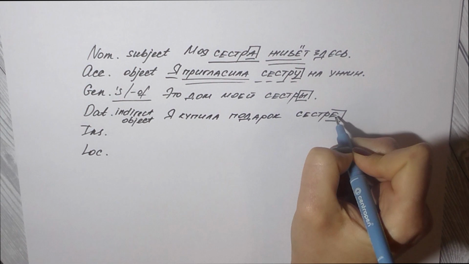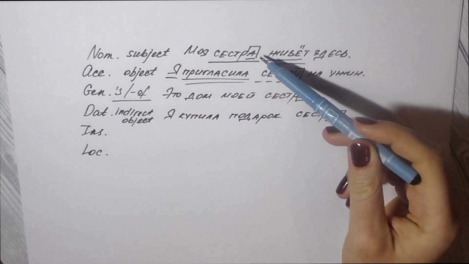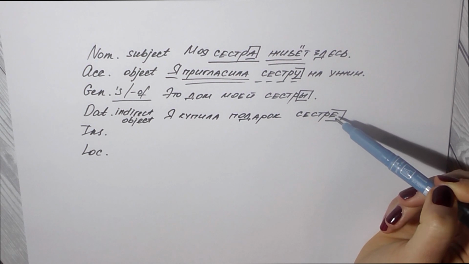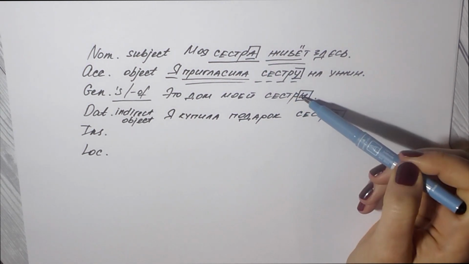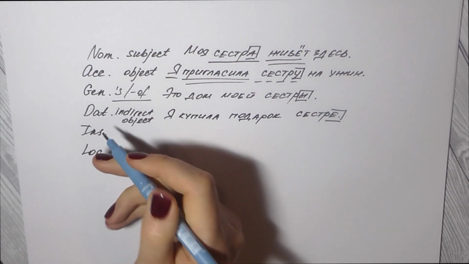So that's how you know who's going to receive this gift. Моя сестра, сестре. And do you see? Four different endings with the same word. Сестра, сестру, сестры, сестре. Okay, then we have the instrumental case.